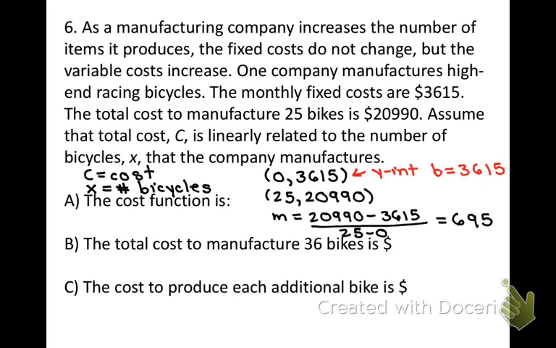Now, I'm actually going to jump ahead and look at part C since we just found the slope. Part C asks for the cost to produce each additional bike. The significance of $695 is that it is the cost to produce one bicycle. Okay, so the cost to produce each additional bike is $695.